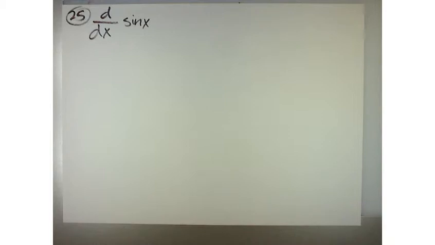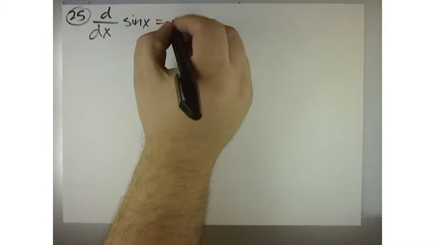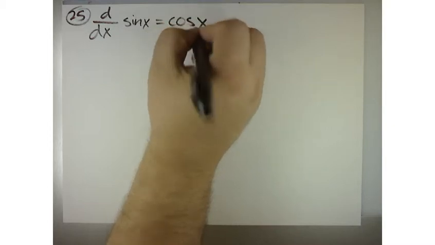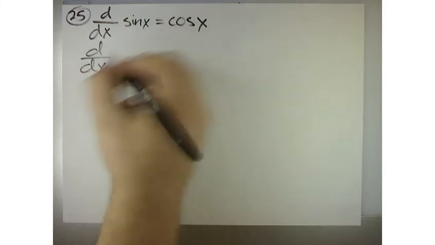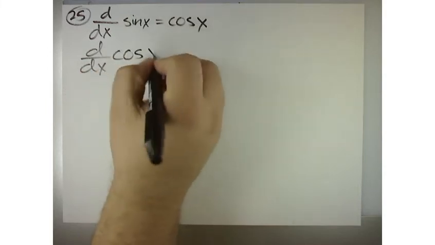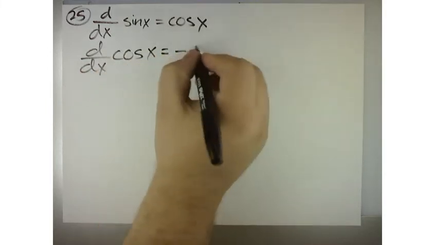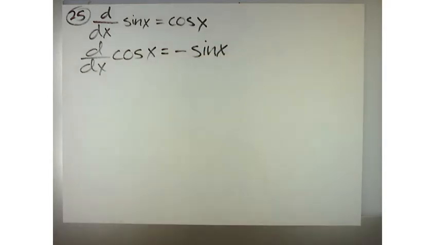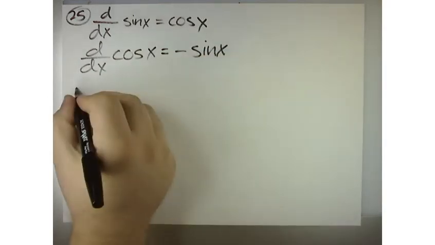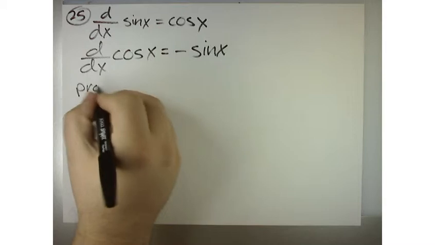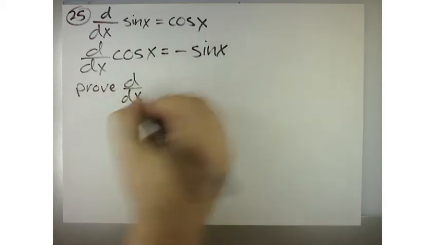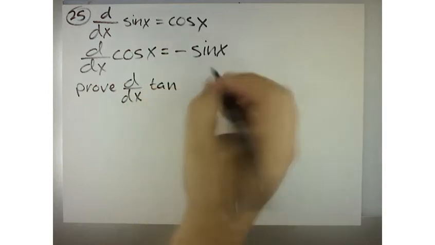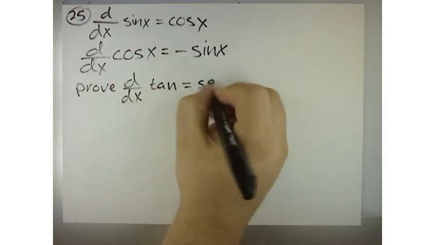Problem number 25 says, assuming that d/dx of sine of x is cosine of x, and that the derivative of cosine of x is negative sine of x. So now what we need to do is prove that d/dx of tangent is secant of x squared.